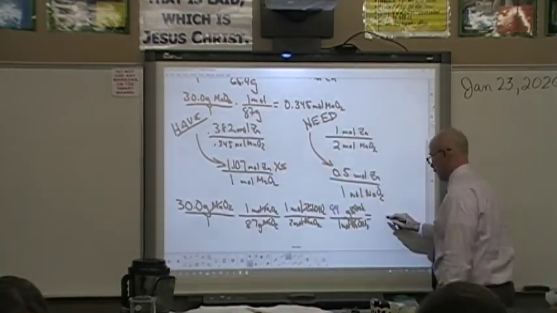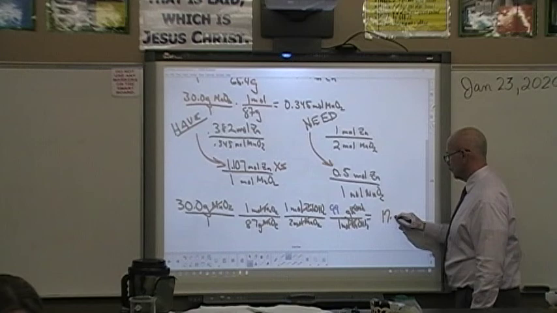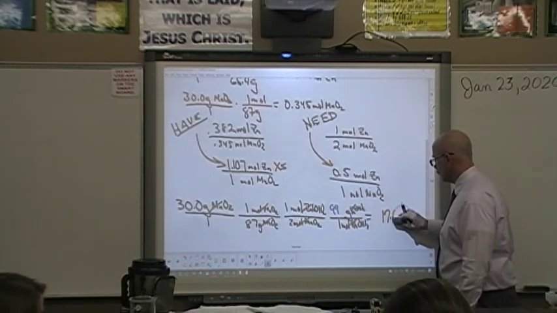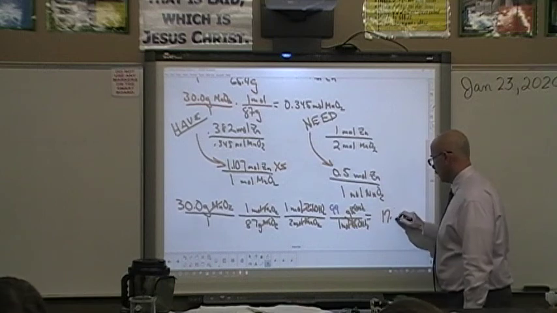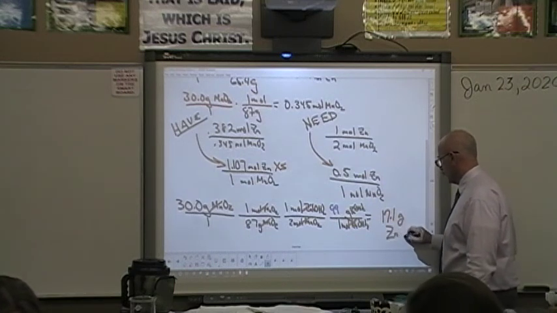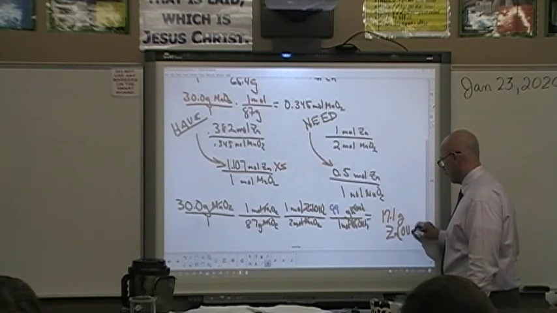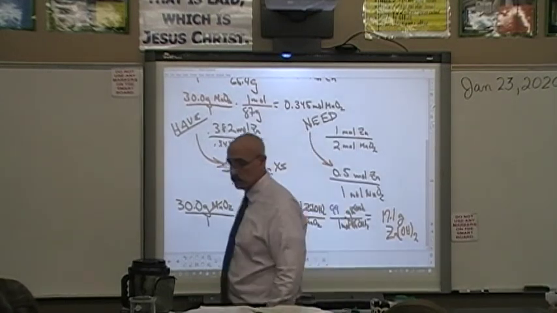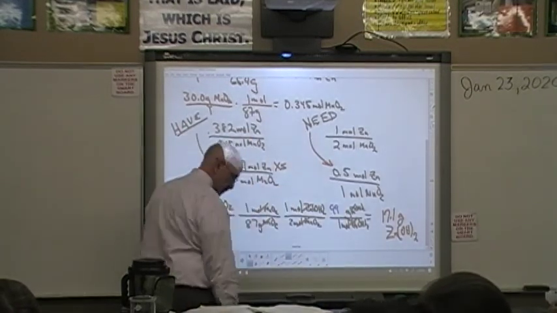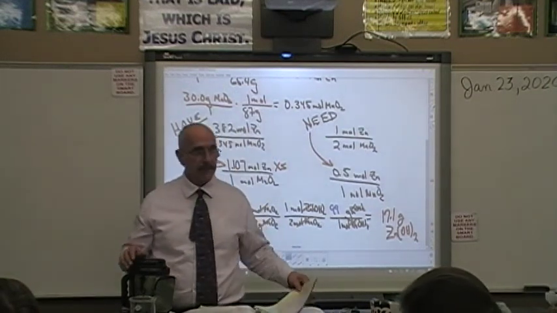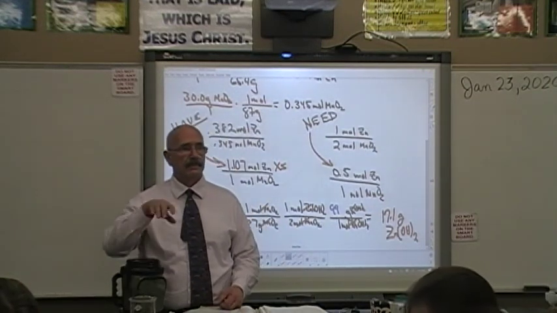17.1, sounds like the right number, and the units will be in grams of Zn(OH)2. Okay. Questions?